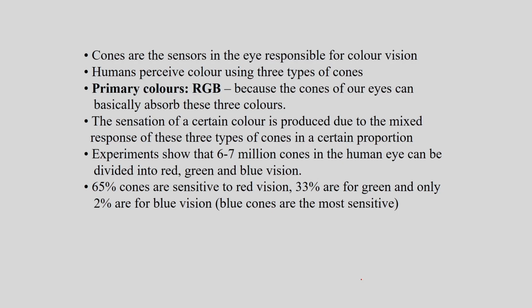So in the human eye, we have 6 to 7 million cones, and they are divided into red, green and blue cones for red vision, green vision and blue vision. You can see that 65% of cones are sensitive to red, 33% are responsible for green vision and only 2% for blue vision. So that is why the blue cones are the most sensitive.